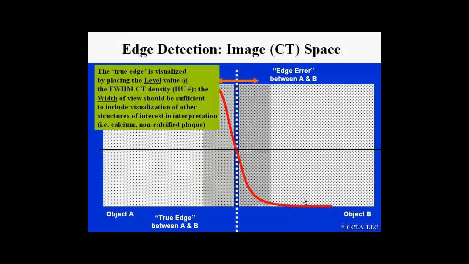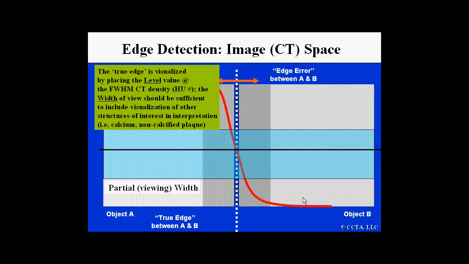If one is to represent the true edge, this is visualized by placing the level at a value of the full width half maximum CT density, and the width of the viewing plane should be sufficient to include visualization of other structures of interest in the interpretation, such as calcium and non-calcified plaque. So within this blue area, I can clearly see that the separation between A and B still gives me a true identification of the true edge, even with a partial viewing width.